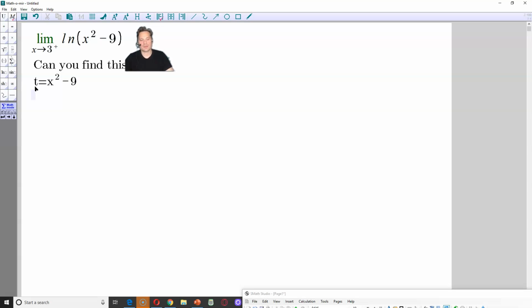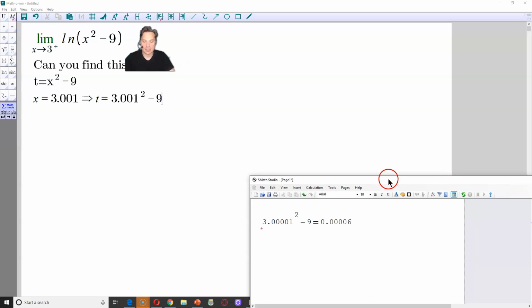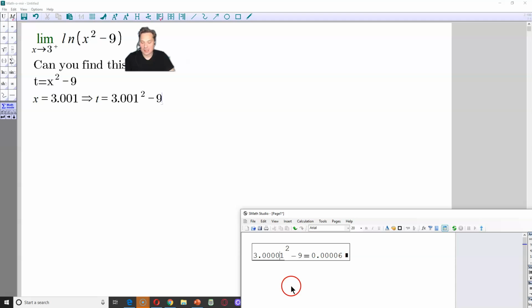Now take a look at this. For example, when x has a value that's very close to 3, but to the right of 3, for example, imagine x has the value 3.001. That's very close to 3, but to the right of 3. That tells us that t would be equal to 3.001 squared minus 9, because that's the definition of t. I'm going to give you some numerical background before we get to the more abstract stuff, so it makes more sense. So let me work this out on my software here. So I've got 3.001 squared.